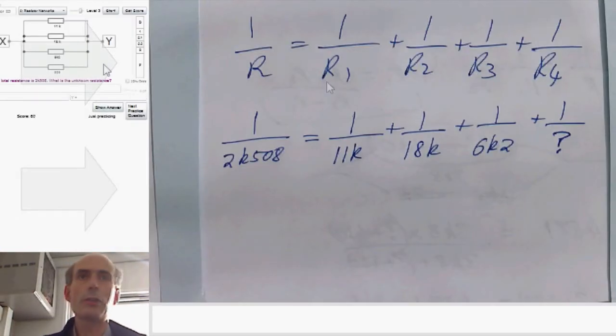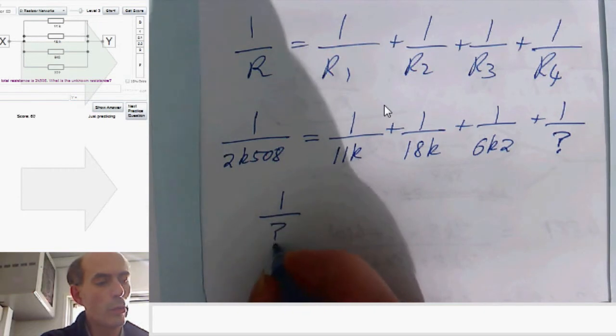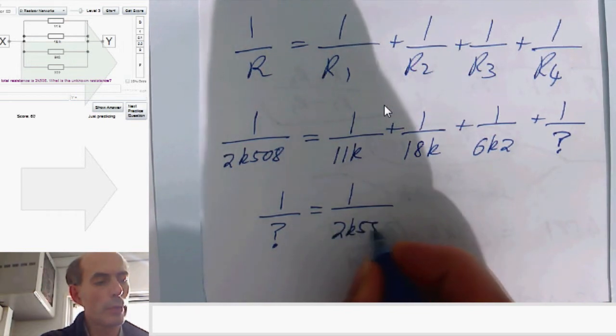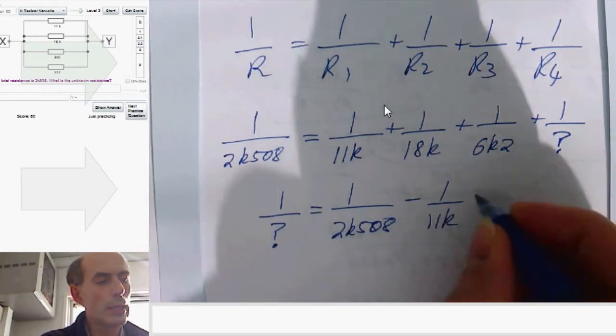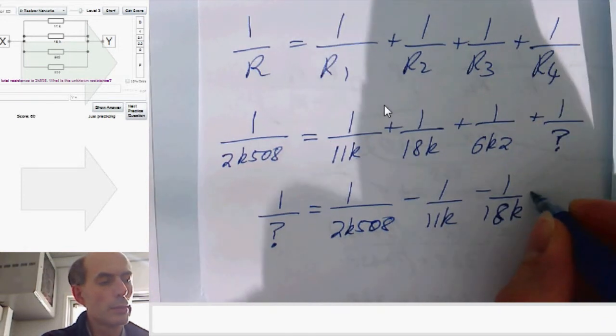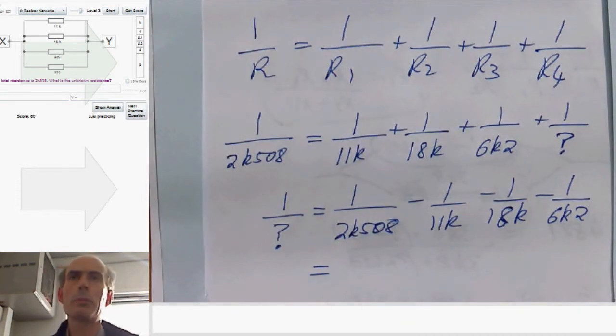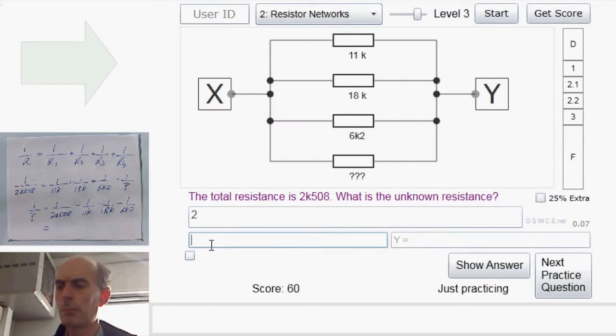Well, from that it's fairly easy to work out what 1 over the unknown resistor must be. It's just 1 over 2K508 minus 1 over 11K minus 1 over 18K minus 1 over 6K2. And if we work out all of that, that would be back here. 1 over 2K508 minus 1 over 11K minus 1 over 18K minus 1 over 6K2 is that. And that is 1 over the unknown resistor there.